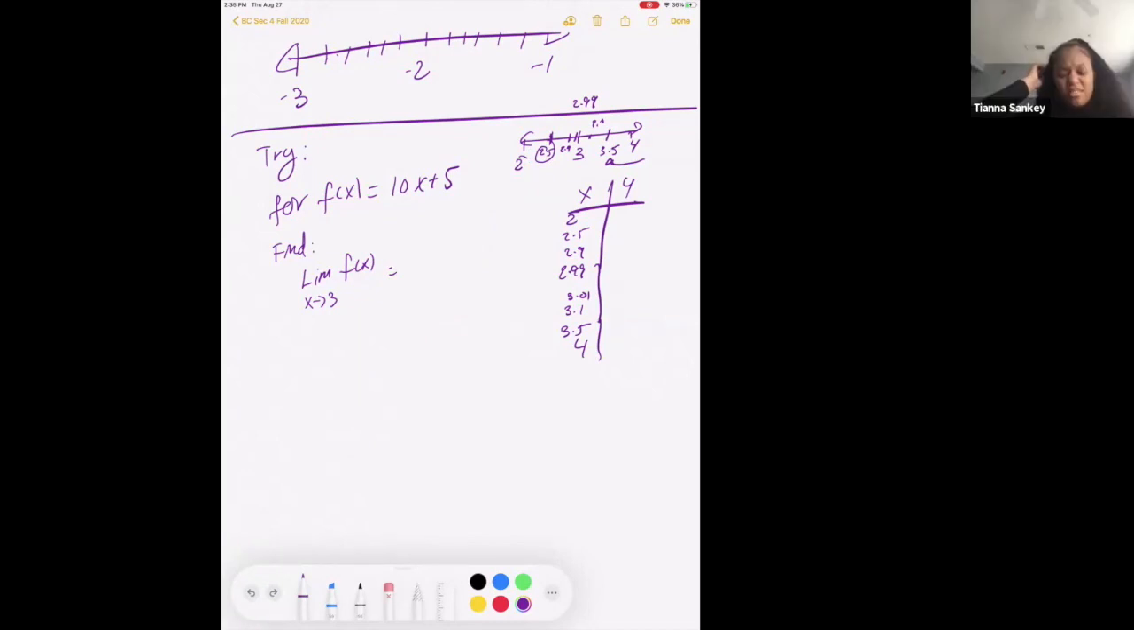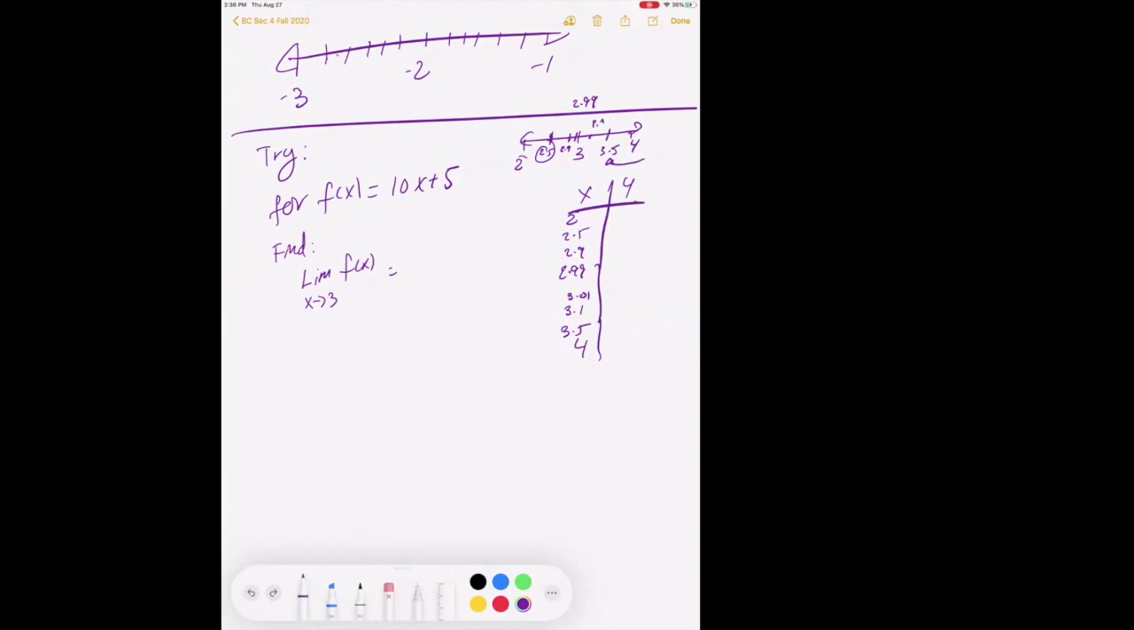Just type it in there and see if you have it. So you want me to try those numbers? Those numbers I got, Miss Lawrence, I'm guessing you plug in 2.5, 2.9, 2.99. Yes. I just feel like I'm doing it wrong. Miss Tatiana, that answer is correct.